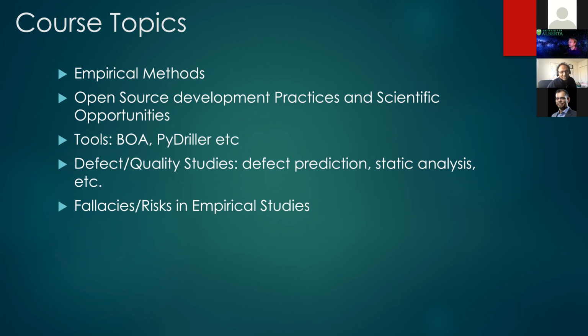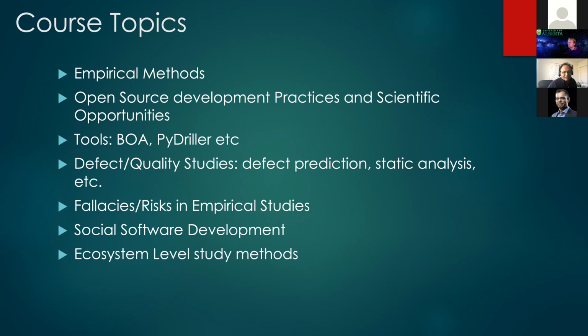We have a whole unit in the course on issues, risks and fallacies in empirical studies, from bias to ecological fallacies, these types of issues that come up when you do empirical studies. We spent a lot of time on the Unidis paper about kinds of things that go wrong when you're doing experimental work. We cover social software development, ecosystem level studies, like what happens when people migrate between projects. And of course, given it's Davis, we also have a unit on naturalness of software.